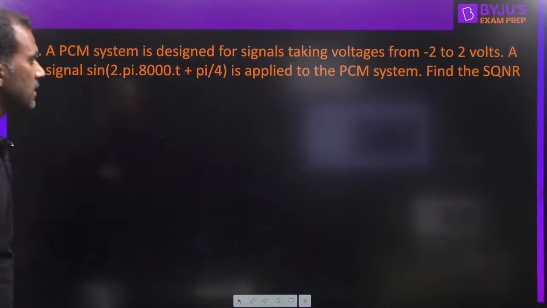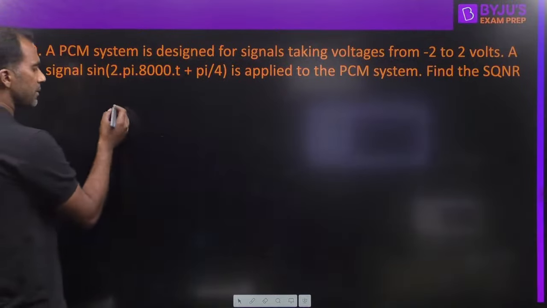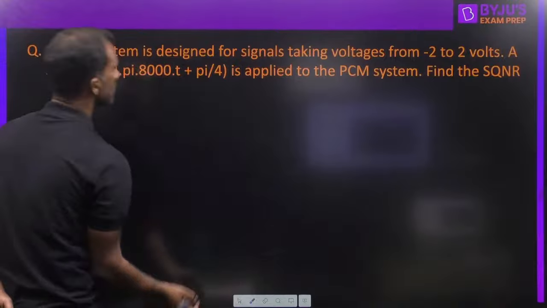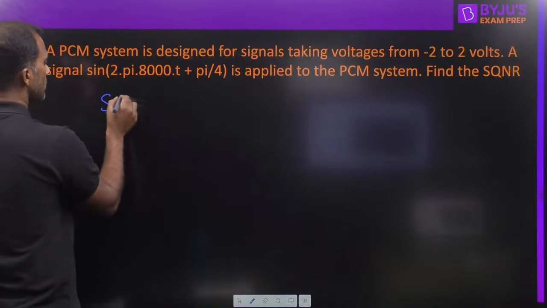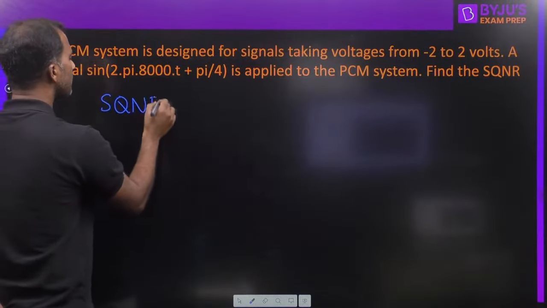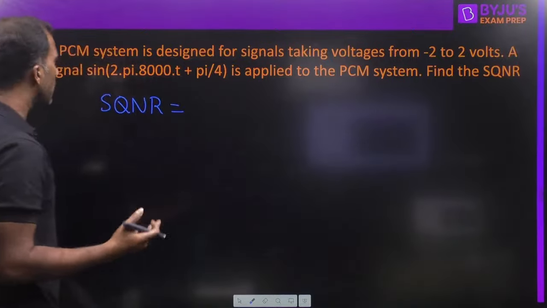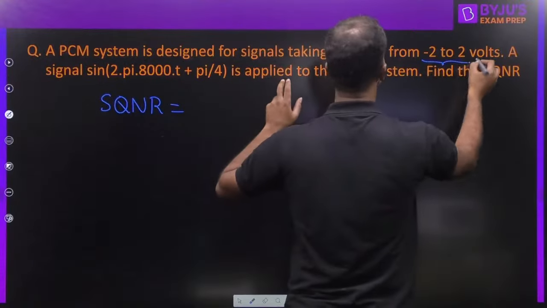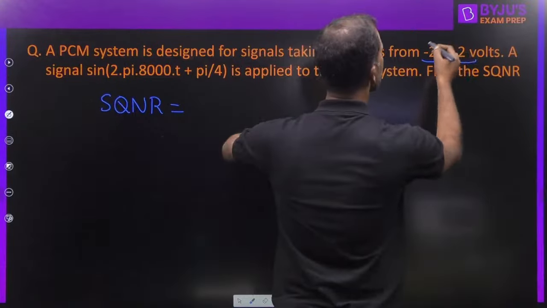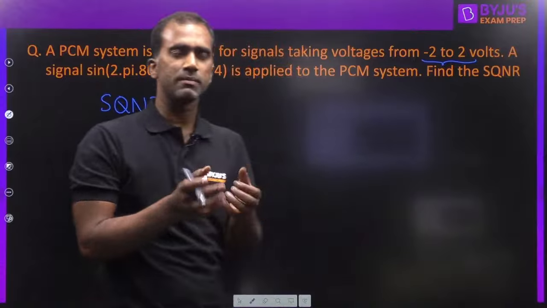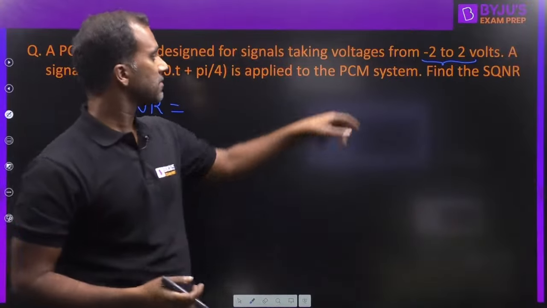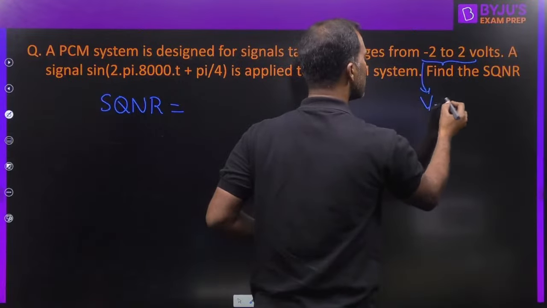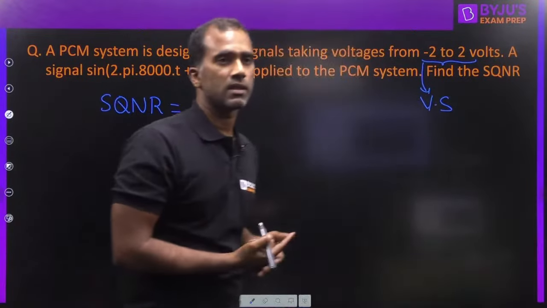Right, so let me start doing it. If you are doing, you can keep continuing. So SQNR, signal to quantization noise ratio. We can't blindly use the formula because they are saying that the system is designed for signals taking voltages from -2 to +2. The system is designed, meaning the quantizer is designed for signals which take voltages from -2 to +2, which means they are telling us about the voltage swing based on which the quantizer is designed.